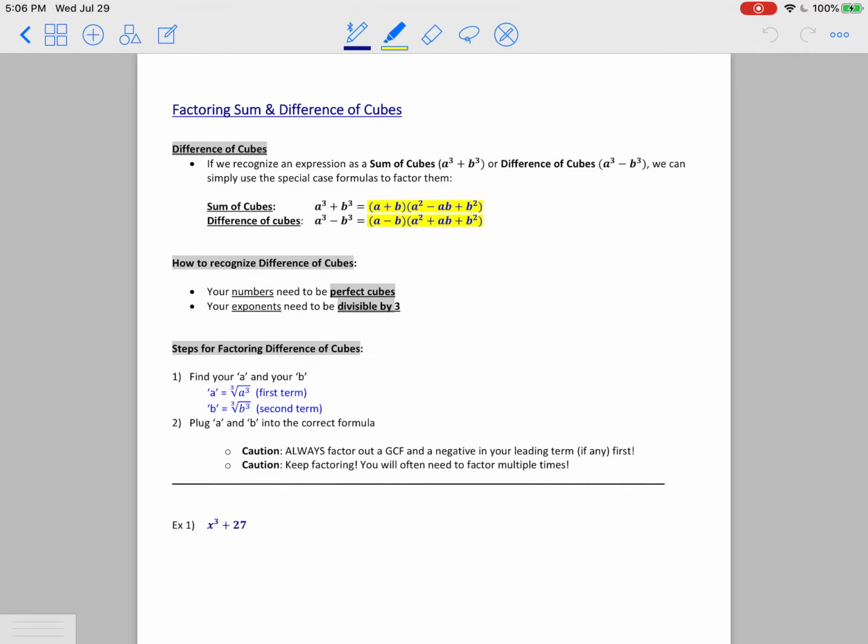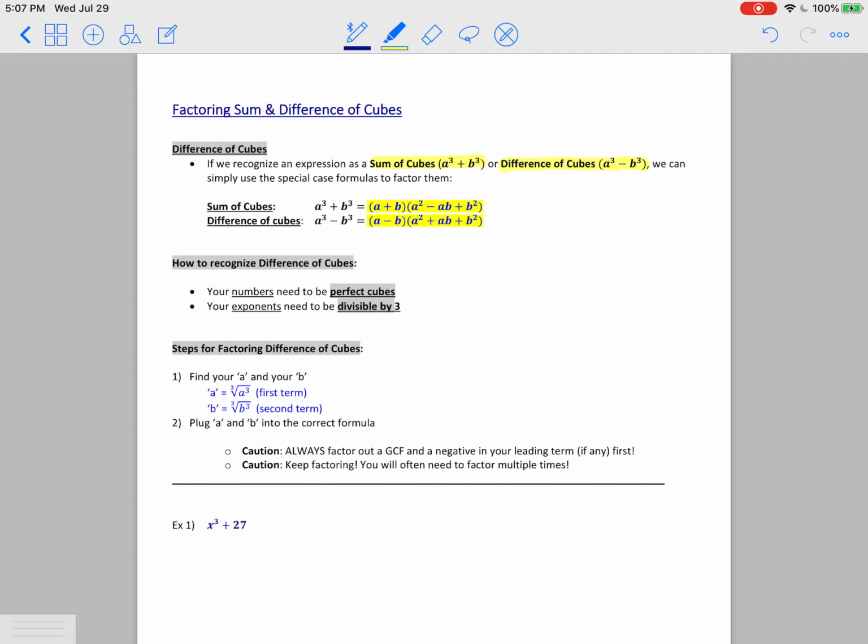So let's talk about what difference of cubes is. Basically we have, not difference, sum and difference I should say. We have a sum of cubes, which is exactly what it says. It's two cubes, so a cubed and b cubed, and a sum means addition, so the addition sign in between. We also have difference of cubes, so it's the same thing with the subtraction sign in the middle.